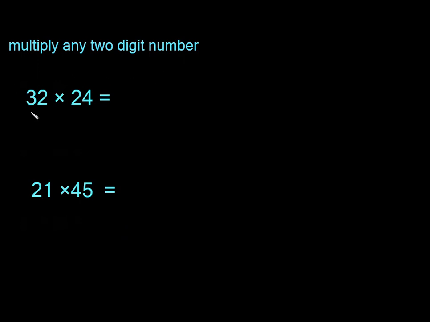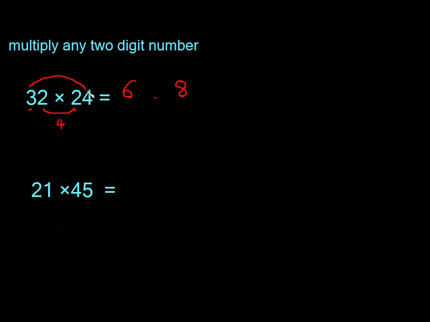Let's go to the last way. Multiply any two-digit numbers, like 32 times 24. Now we will put points like this, 1, 2 and 3, and start with the first digit, 3 times 2. 3 times 2 equals 6, write it here, and then go to the units. 2 times 4 equals 8, write it here.